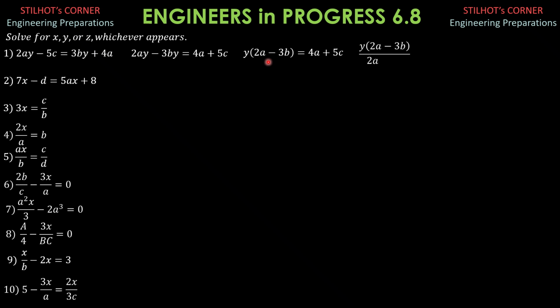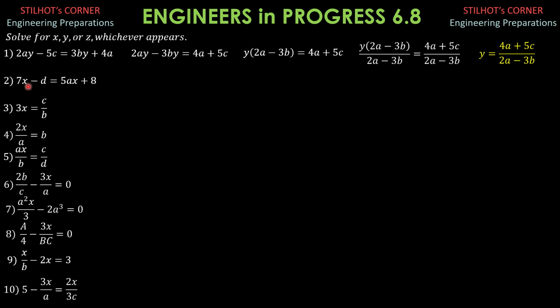y times 2a minus 3b over 2a minus 3b, so that's y in the left side. Therefore, y is quantity 4a plus 5c over 2a minus 3b. So that's the value of y, and for the solution to be valid, the denominator should not be 0. That is, 2a should not be equal to 3b. So again, the denominator should not be 0. So the restriction is 2a should not be equal to 3b.